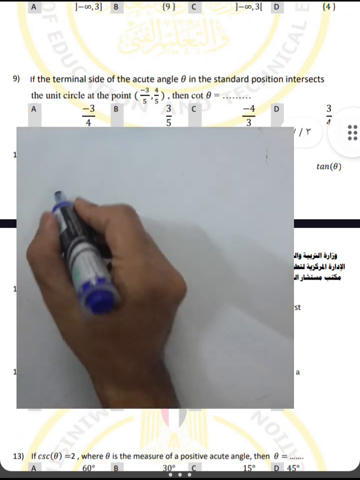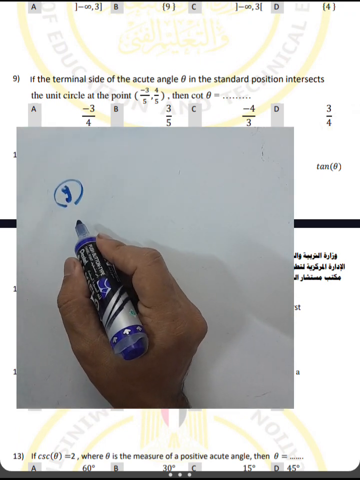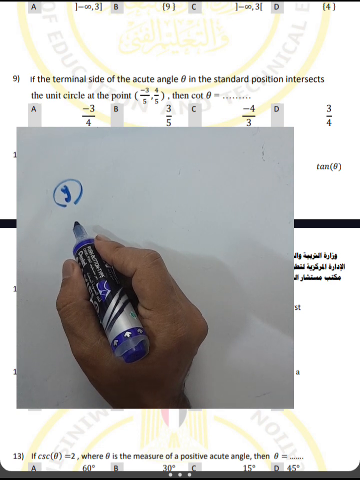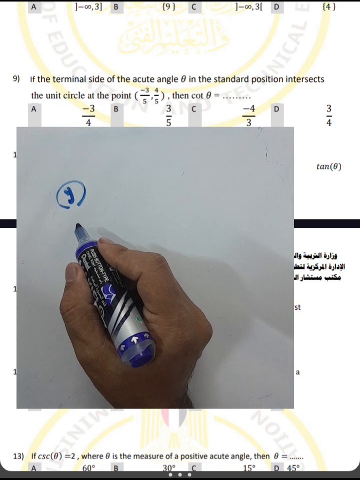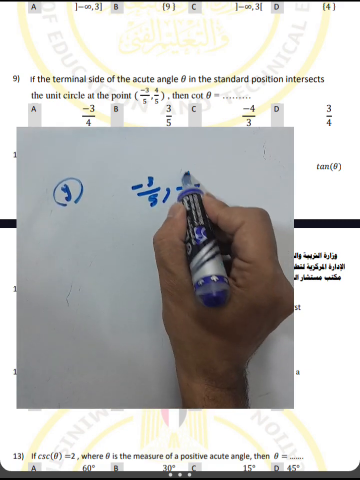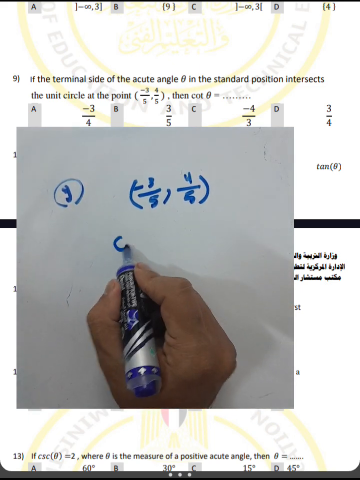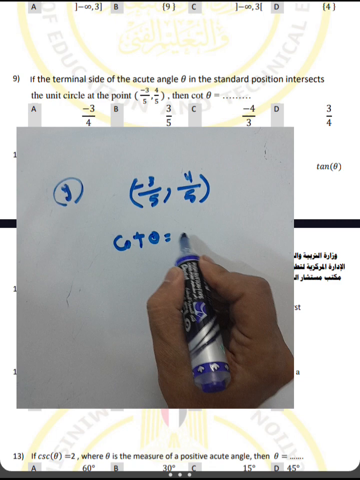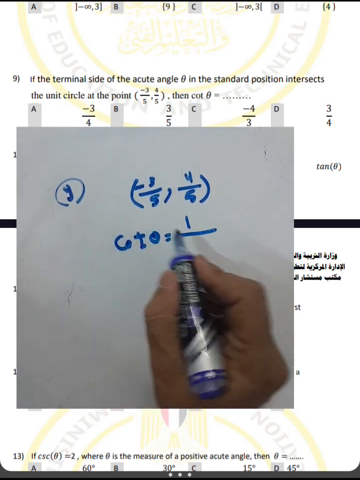Question number 9. If the terminal side of the acute angle theta in standard position intersects the unit circle at negative 3/5 and 4/5, then you want to find cotan theta. We know cotan theta is 1 over what? Cotan is the inverse of tan.